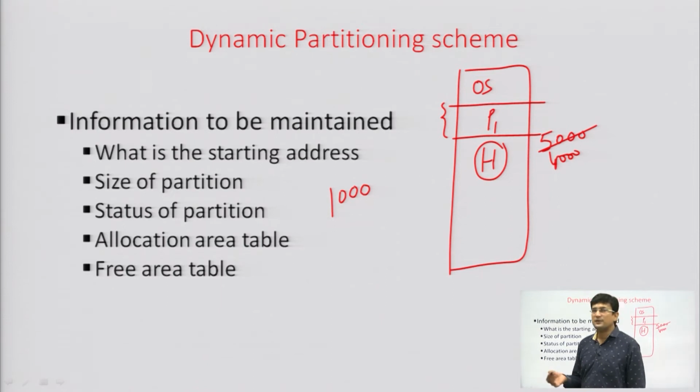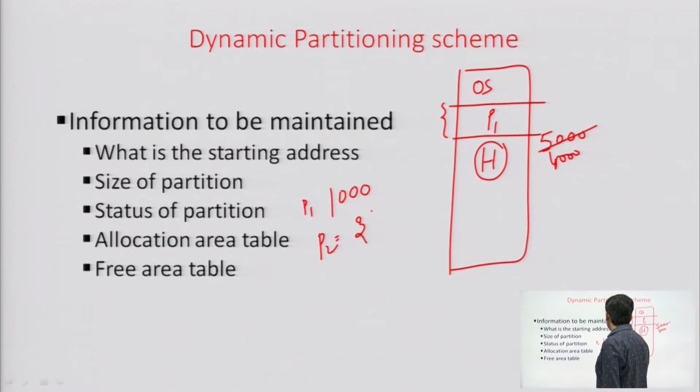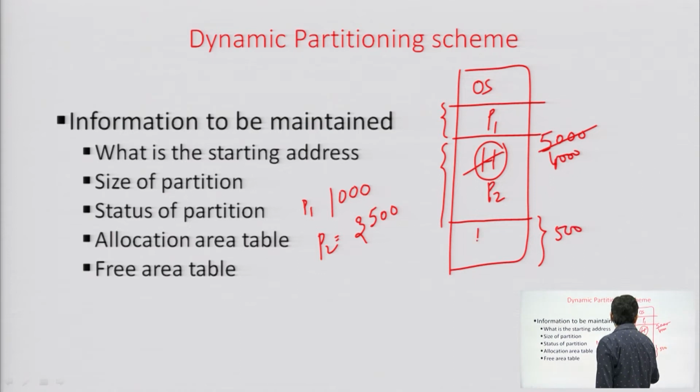Okay. Similarly, if a new process comes, let us say a P2 process of size 3500, then again from the 4000 another partition will be created and we will accommodate the P2 process here. So, this will be of size 3500. Another 500 will be free for us, which will again be a hole, fine. So, whenever main memory is required by a process, then only create a partition. If not, the rest of the memory is treated as a single chunk.